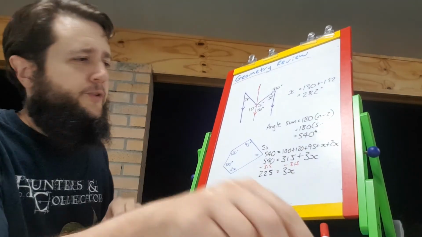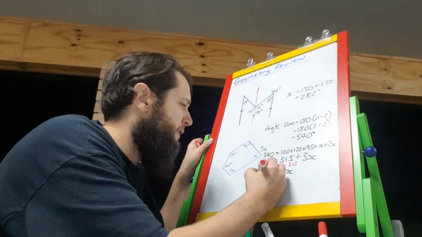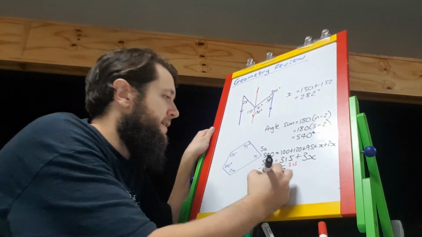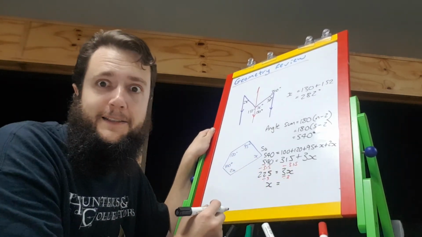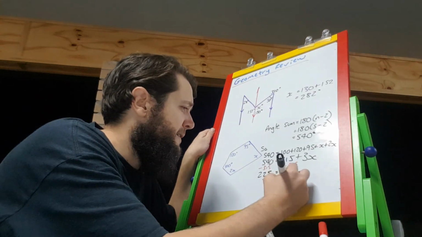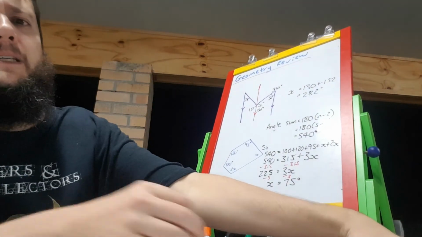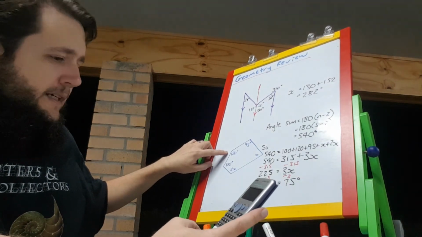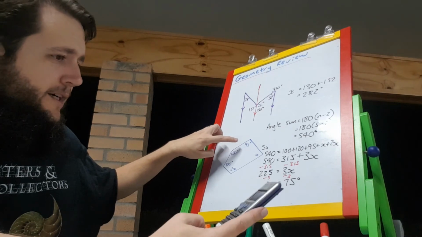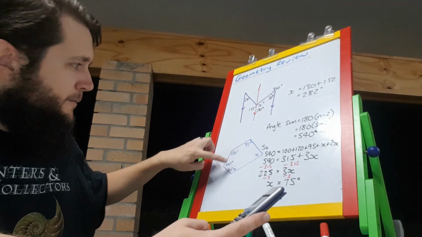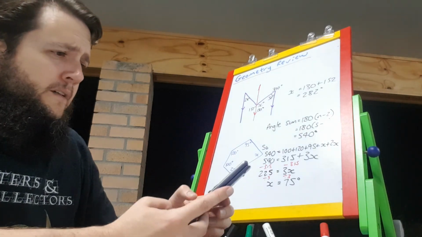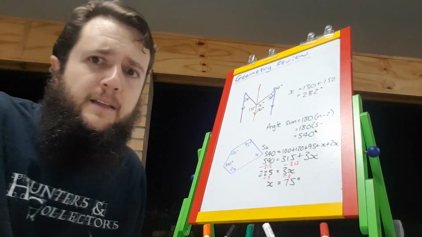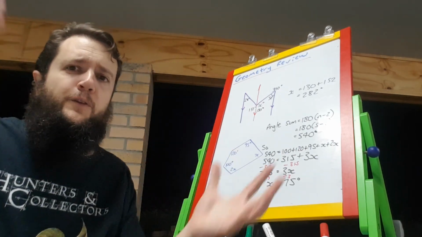The opposite of multiplying by 3 is dividing by 3. So 225 is divisible by 3. That's good luck. Looks like it's going to be 75 degrees. Now, I'd be tempted to put that in my calculator to check. So if I go 100 plus 120 plus 95 plus 75 plus 2 times 75, I got 540 degrees, which is what I should have. Fantastic. Right, so there's some examples. Go forth and enjoy angles.